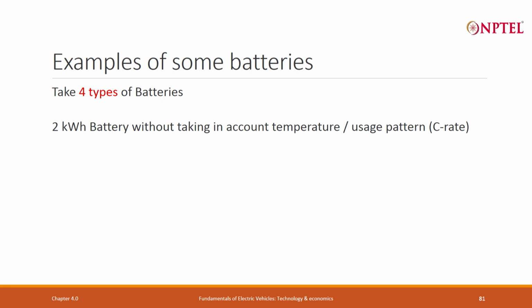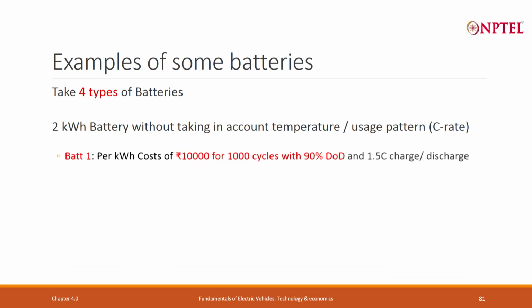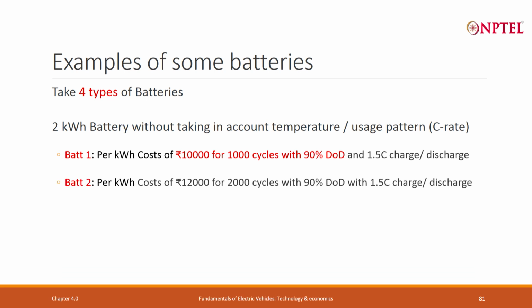So, I take 4 kilowatt hour batteries, I will take 2 kilowatt hour, and let us assume the usage pattern and temperature are all fixed, C rate is all fixed. I will take 4 different kinds of battery. Battery 1 costs 10,000 rupees per kilowatt hour, a very low cost battery, 1000 cycles, 90% depth of discharge, 1.5 C charge-discharge. I think this is 1.5 cycles of charge-discharge a day, as far as I remember. I need to double check this.